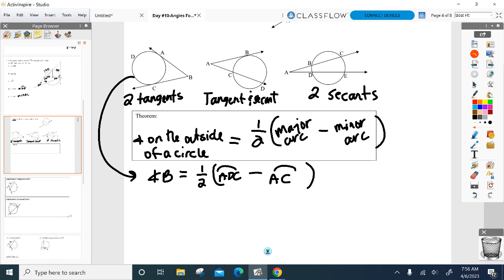Floater from yesterday, I add them. If the angle's on the outside, I subtract them. No questions asked. Any questions? We're good?